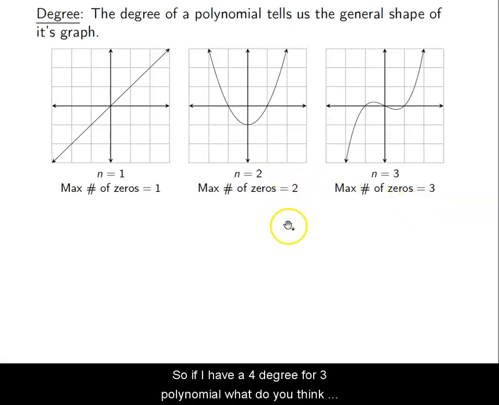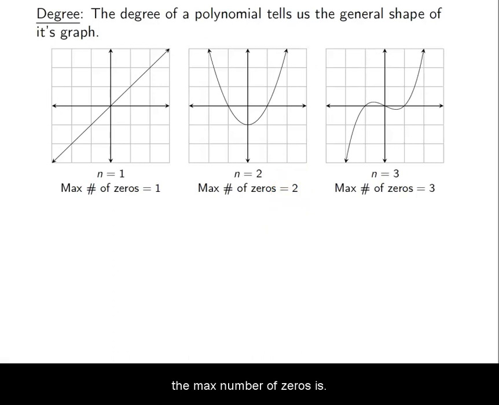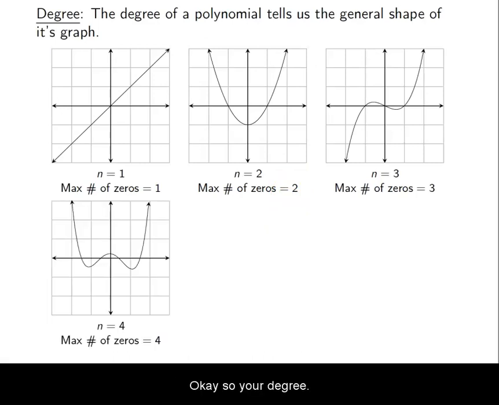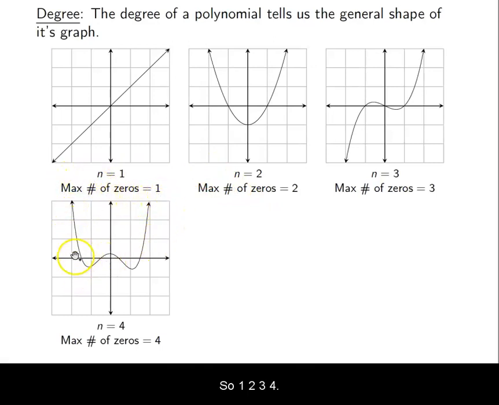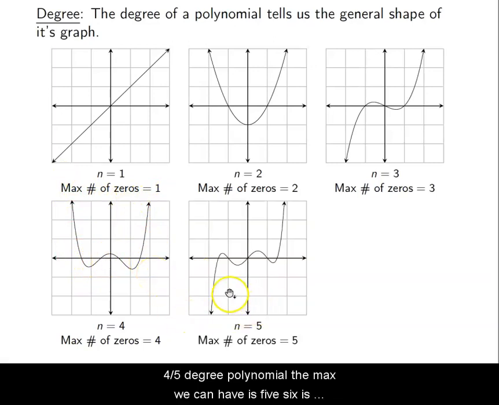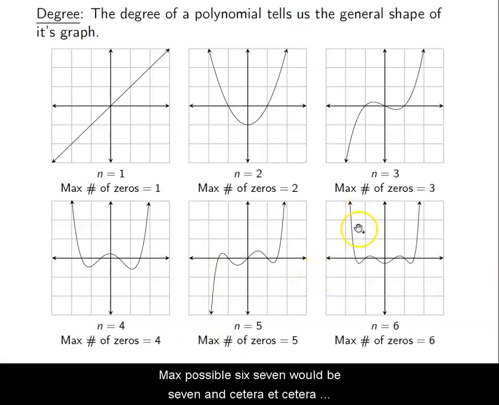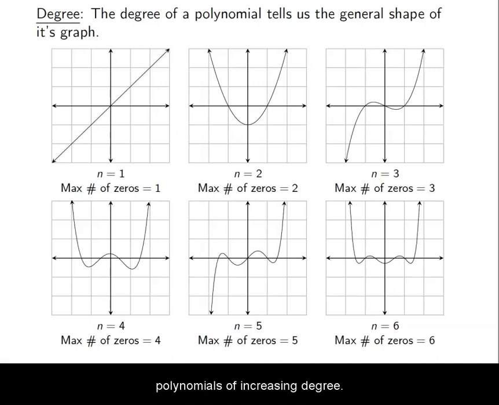So if I have a fourth degree polynomial, what do you think the max number of zeros is? 4. So your degree matches the maximum possible number of zeros that you can have. So 1, 2, 3, 4. For a fifth degree polynomial, the max we can have is 5. 6 is max possible 6. 7 would be 7, etc. So that's one thing that we notice as we look at polynomials of increasing degree. What are some other things that you notice?